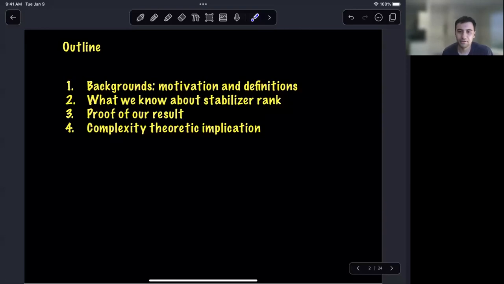The outline of today's talk: I try to give the motivation, why we care about this stabilizer rank, and some definitions and background. Then I talk about what we know about this stabilizer rank and what we could prove. And then I try to outline the proof. And then finally, I talk about a small complexity theoretic implication of our result. It's related to something called the quadratic uncertainty principle.